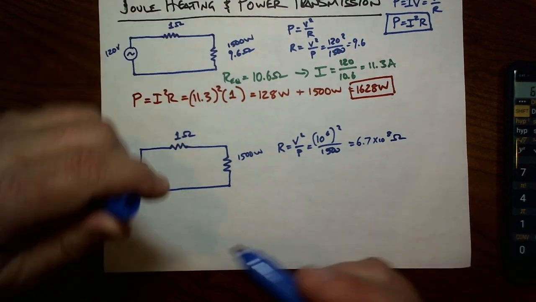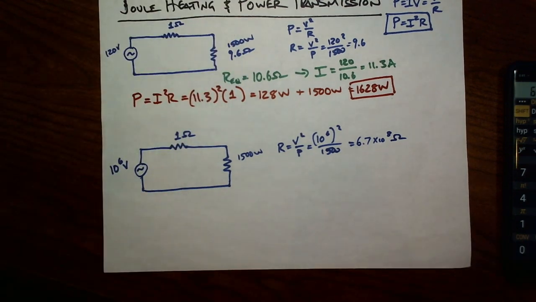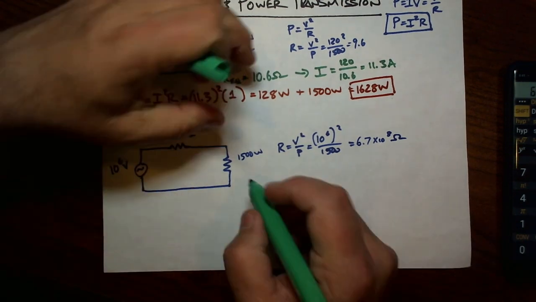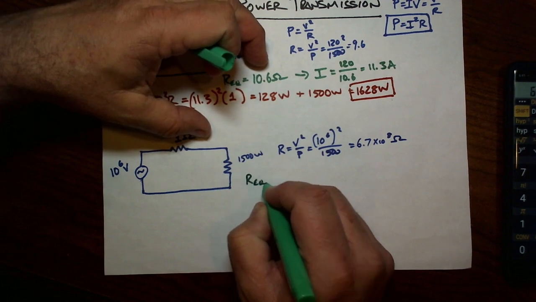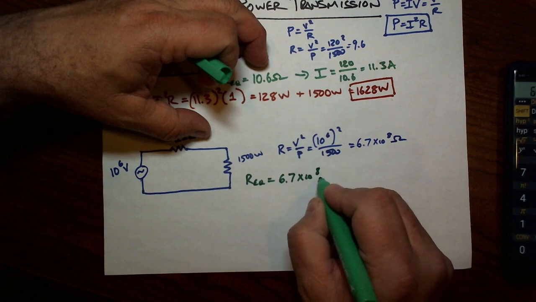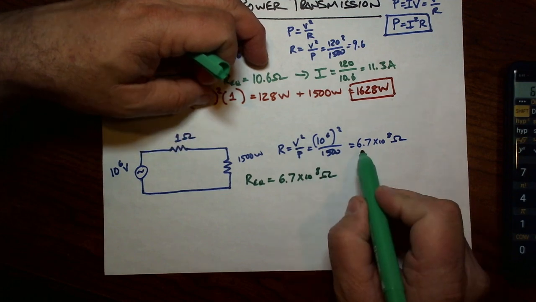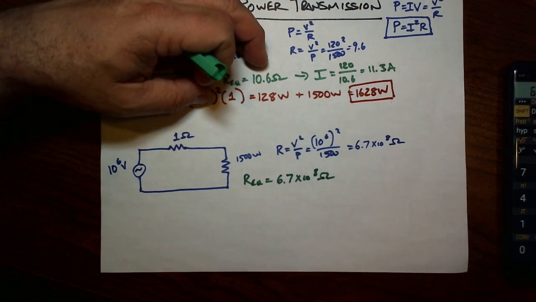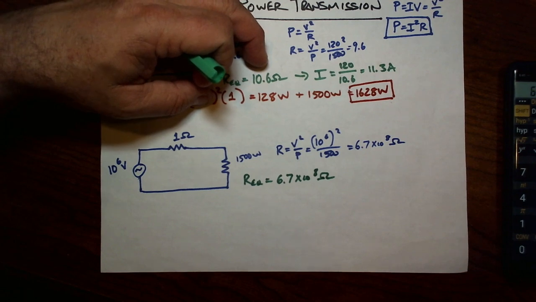All right, there we go. The nice thing about this is it makes the math easier. REQ is just 6.7 times 10 to the 8 ohms. If you add 1 to this, it doesn't show up in any decimal place that we can see. So there you go.